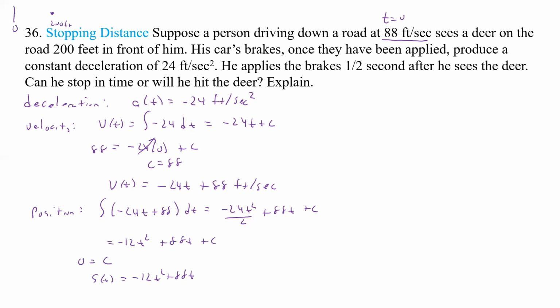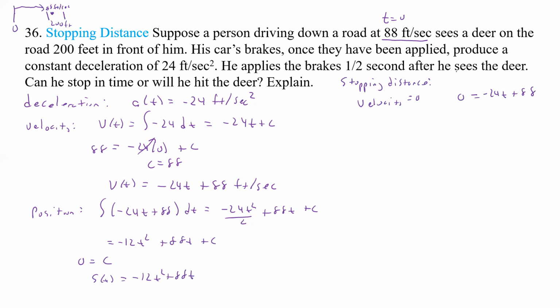So we've got that now. Let's think about what we have. When is the velocity going to be equal to 0? Because that's when he's stopped. He's going 88 feet per second toward the deer, and at some point he's going to stop. We don't know where. Is it going to be before the deer or after the deer? We're not sure. So what we have to figure out is when the velocity is 0. Let's start working on the stopping distance. So when is velocity equal to 0? Well, 0 equals negative 24t plus 88.